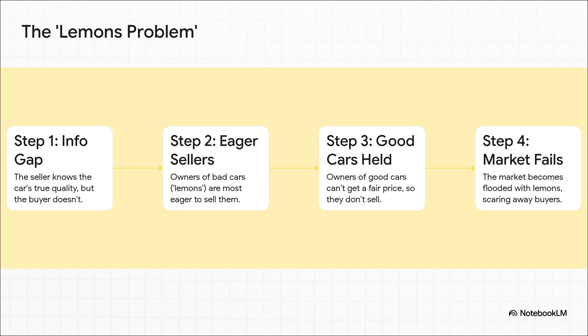Step 2. So, who's the most motivated to sell their car? It's the person with the lemon, of course. Step 3. Now, the person with a really great car looks at the lowball offers from buyers who are scared of getting ripped off, and they just think, forget it, it's not even worth selling. And the result? Step 4. The market gets flooded with bad cars, the good cars vanish, and buyers get so paranoid they might just give up entirely. That information gap has totally broken the market.